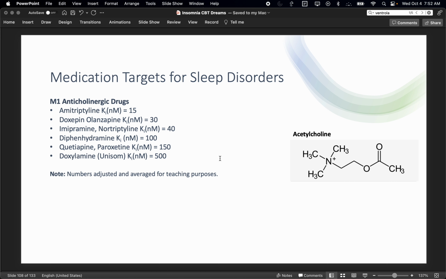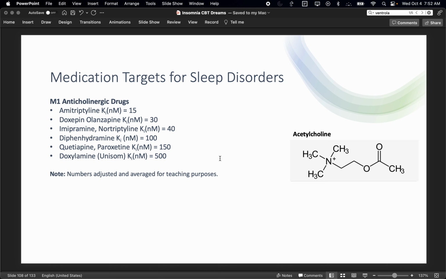So different types of drugs bind with different affinities, and these are just numbers that are adjusted on average for teaching purposes. Some of the drugs that we use, we'll say they are anticholinergic, and some of them are much, quote, stronger than others. So amitriptyline is 10 times more sedating in regard to the M1 receptor than quetiapine, that kind of thing.